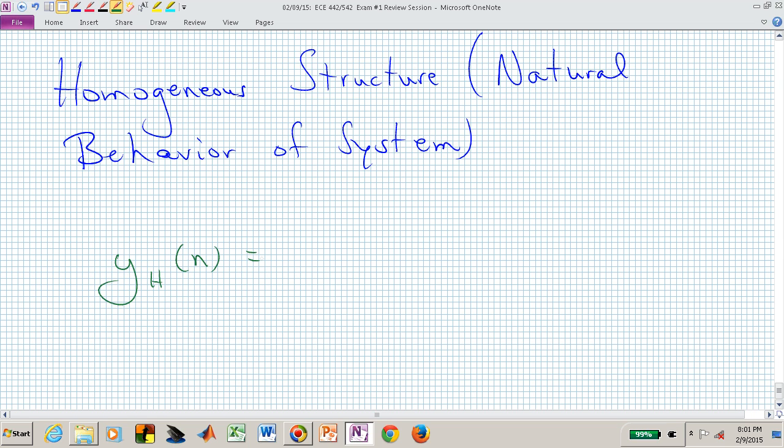Can you tell me, based on what we've talked about, the homogeneous structure? I'll just call it y sub h of n. Given what we've already talked about tonight in this review session, what is the homogeneous structure of y of n? What makes up this structure? So now you have the poles, you have the eigenvalues, it's the same thing. Those modes influence your natural behavior.